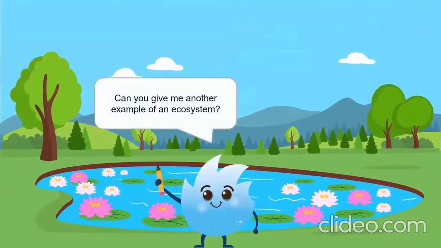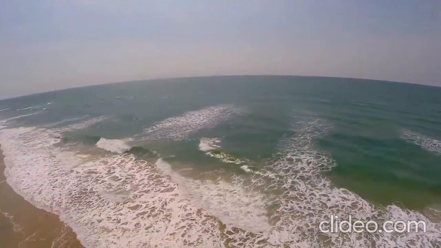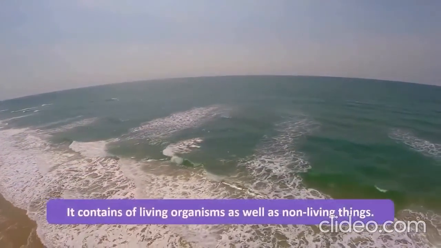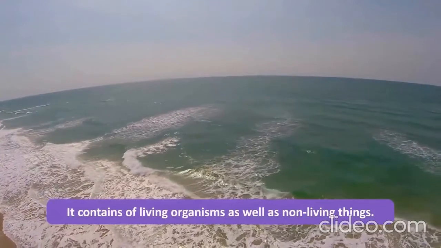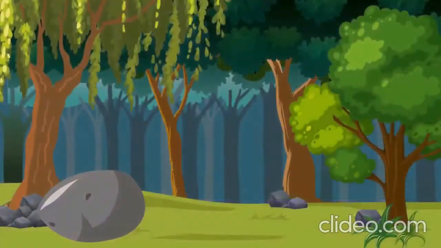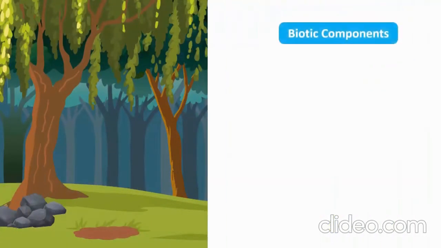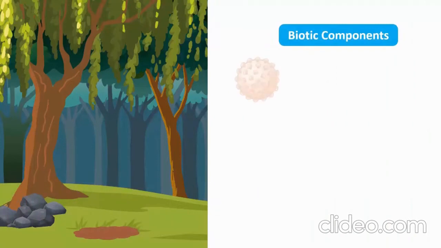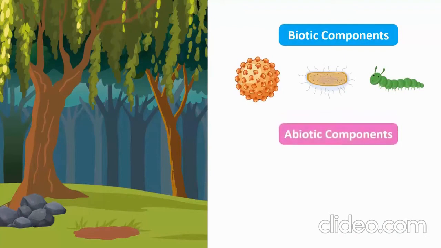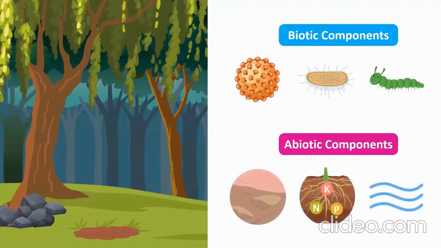Can you give me another example of an ecosystem? Well, the ocean is also an example of an ecosystem. It consists of countless numbers of living organisms as well as non-living. An ecosystem can also be small, such as the area under a rock. Here you will find biotic components like microorganisms and insects, and abiotic components like soil, nutrients, and air.